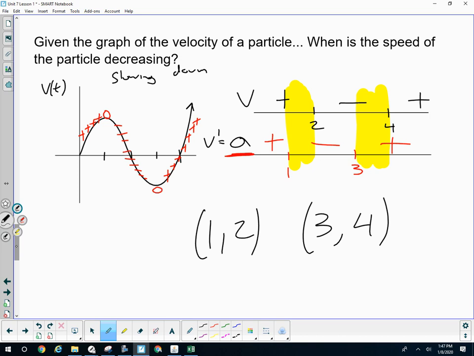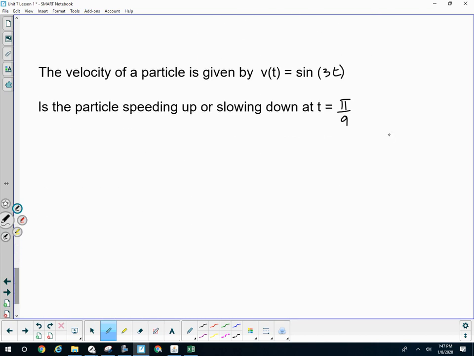Now, same type of question, but I just want to make sure we pay attention to the fact that I'm asking you what is going on at a location. Are we speeding up or slowing down at t equals pi over 9? You do not need a full sign analysis. Just like with that one question I threw in about are we moving towards or away from the origin at t equals 2, I just needed my position and my velocity at 2. Here, to figure out if we're speeding up or slowing down, I'll just need my velocity and my acceleration at t equals pi over 9.